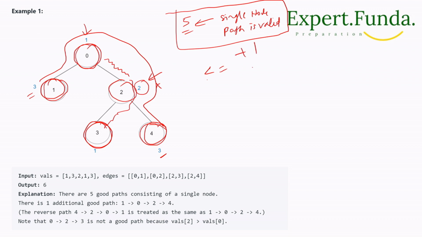So plus 1 will say that there is one good path, right? So if we calculate, total is 5 plus 1 is 6, and you can see here we have output is 6, right? So there are 5 good paths, consisting, if you see the explanation, 5 good paths and one additional path. This is this path, right? And that's why we can say that this is the output of this one, right?